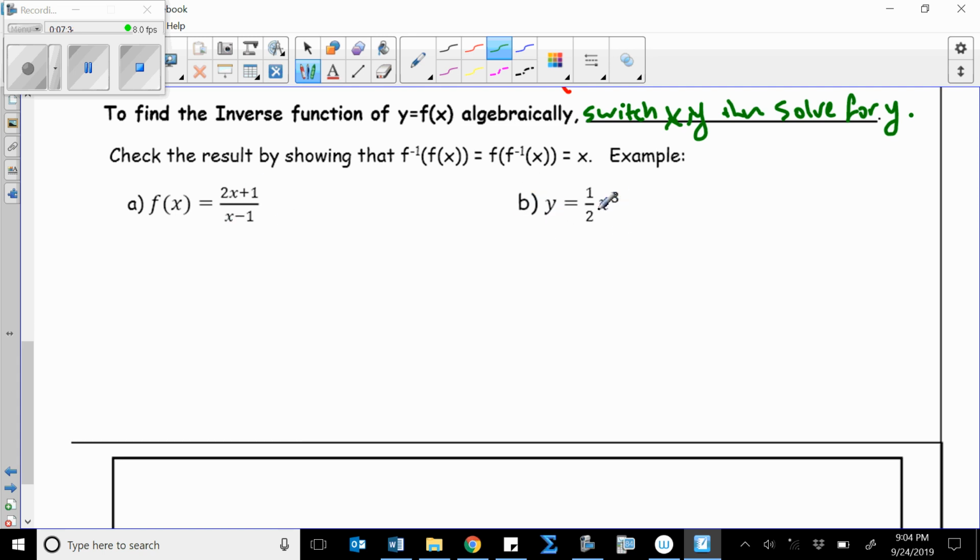Y and x are here. I'm going to switch them first. X to the power of 3 equal to 1 over 2 y. Oh, I'm sorry, I made a mistake. Okay, we're back again. You switch x and y, so instead of y you're going to write x, and instead of x you're going to write y. So this is x equal to 1 over 2 y to the power of 3.